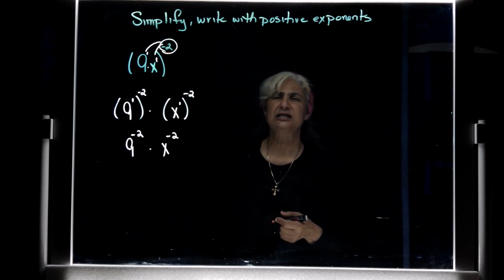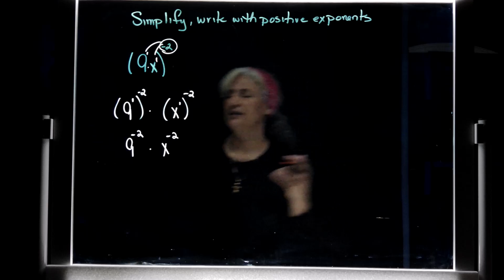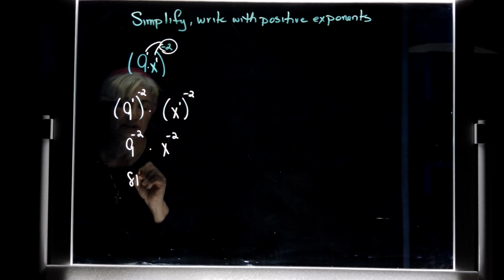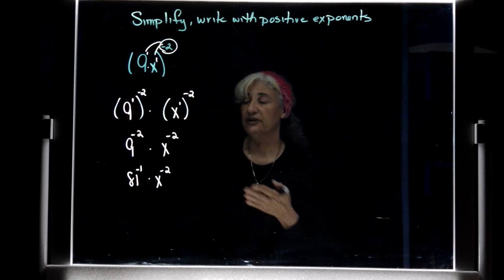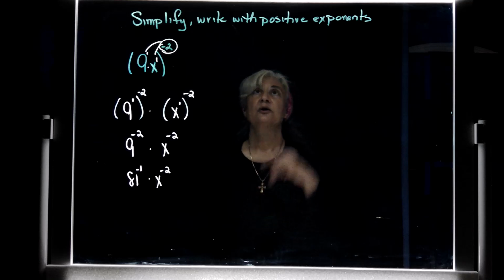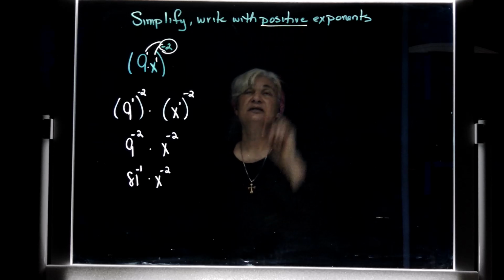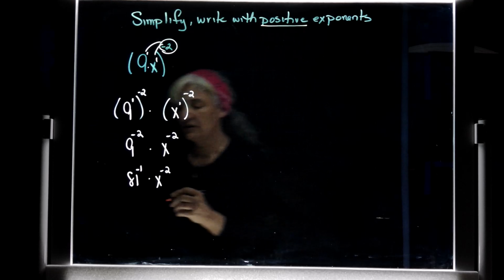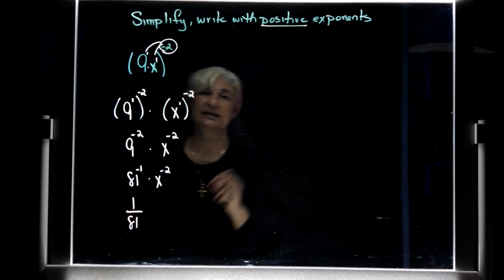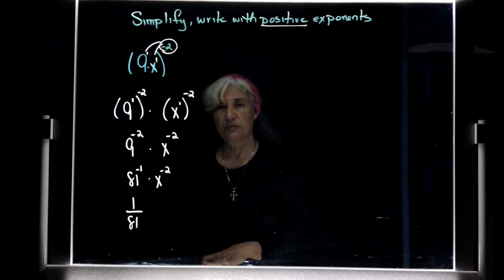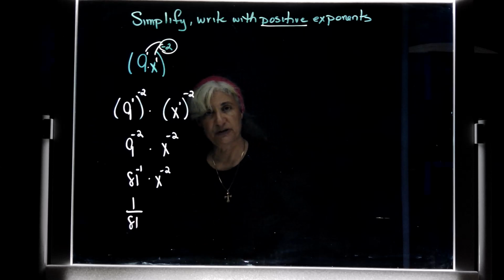What's 9 squared? Yeah, that's 81, but it still has a negative exponent. Okay, the 1 is still there. It's a negative 1 exponent. But the directions said to write with positive exponents. So good, that means this is 1 over 81 because the negative tells me that the 81 belongs in the denominator, so I'm going to put it there.